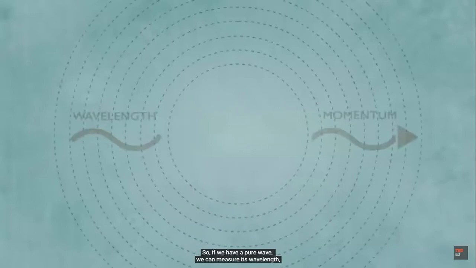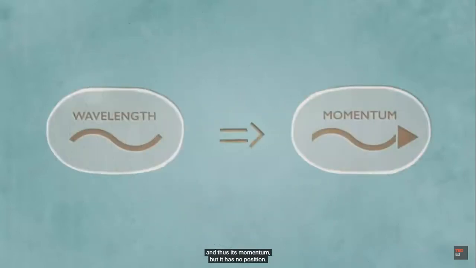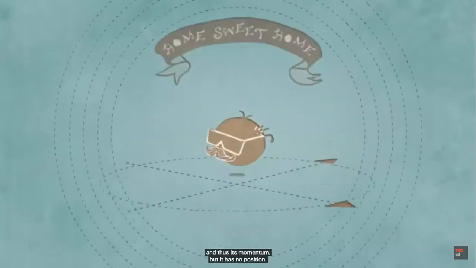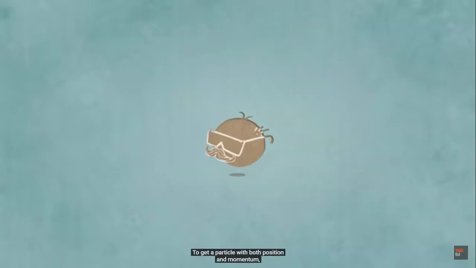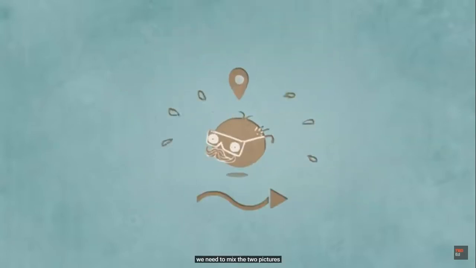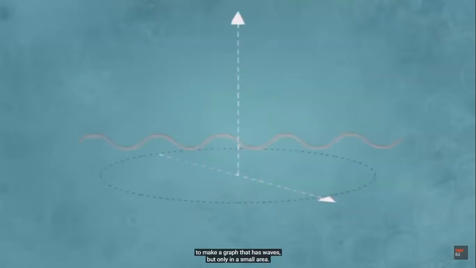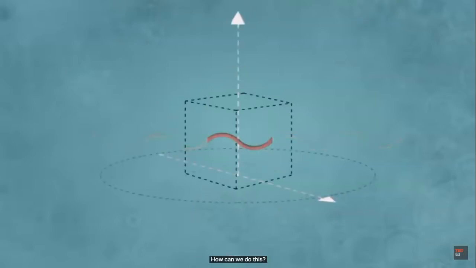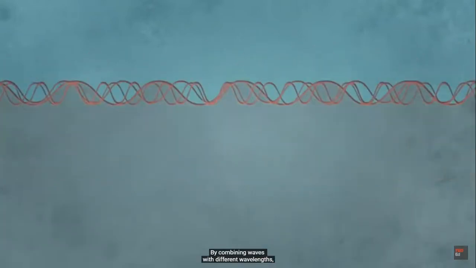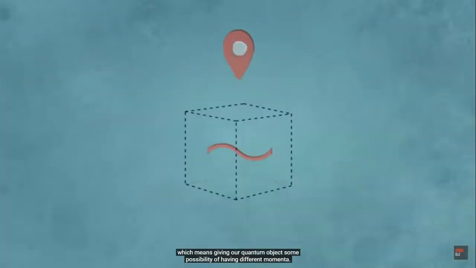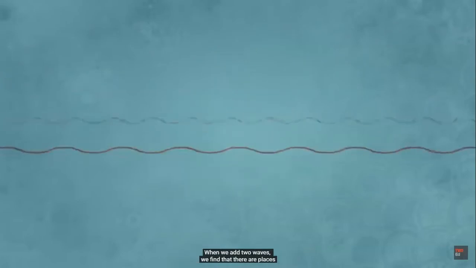So if we have a pure wave, we can measure its wavelength and thus its momentum, but it has no position. We can know a particle's position very well, but it doesn't have a wavelength, so we don't know its momentum. To get a particle with both position and momentum, we need to mix the two pictures to make a graph that has waves, but only in a small area. How can we do this? By combining waves with different wavelengths, which means giving our quantum object some possibility of having different momenta.